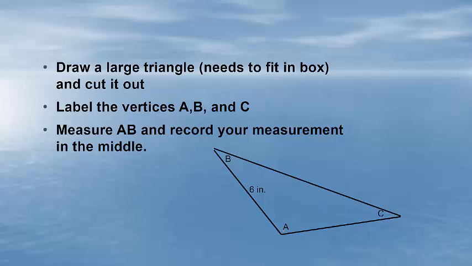And then with your ruler, I'd like you to measure AB and record your distance in the middle. So for example, my distance from A to B is 6 inches, so I'm going to write 6 inches in the middle here. You can go ahead and pause this until you're ready, and then go ahead and restart it once you're done.